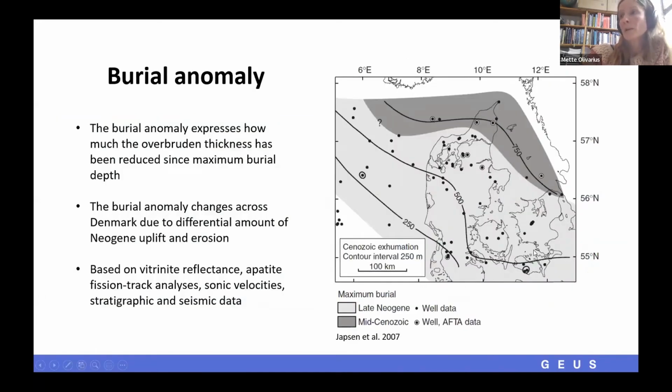And this is the burial anomaly we have across Denmark, showing how much overburden thickness has been removed during this uplift over the past 20 million years. This estimate is based on vitrinite reflectance data combined with apatite fission track analysis, sonic velocity, stratigraphic and seismic data. So this is an overview, but of course it also varies locally.